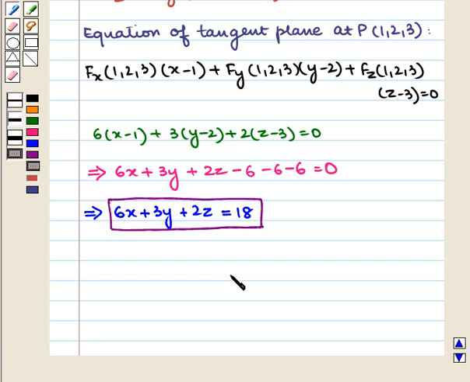So in this session, we have discussed gradient and its properties, tangent planes and normal lines. This completes our session. Hope you enjoyed this session.